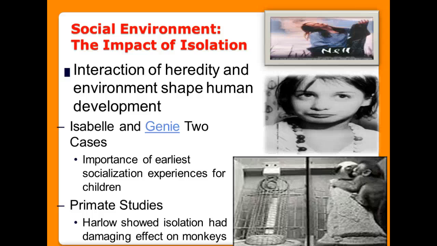And then on the right, they covered it with cloth, and they found that the baby monkeys preferred the cloth over the milk. So they would go over to the wire monkey to feed themselves, but then they would go back and cling to the cloth monkey for most of the time because they needed that sort of nurturing warmth that they got from the warm monkey.